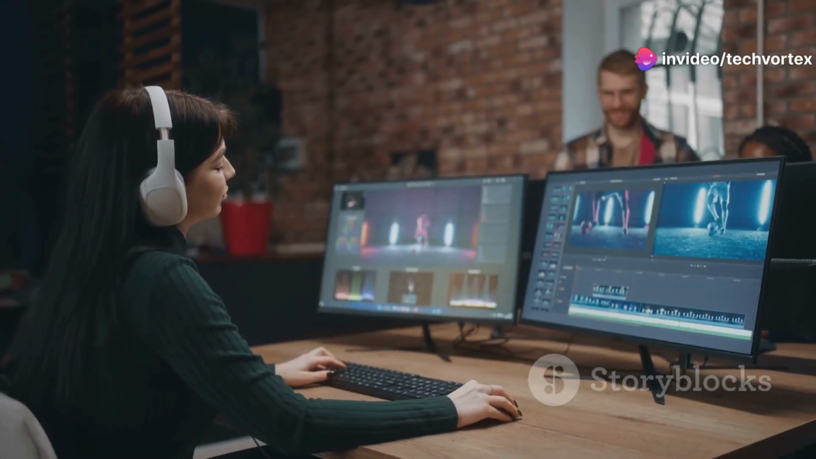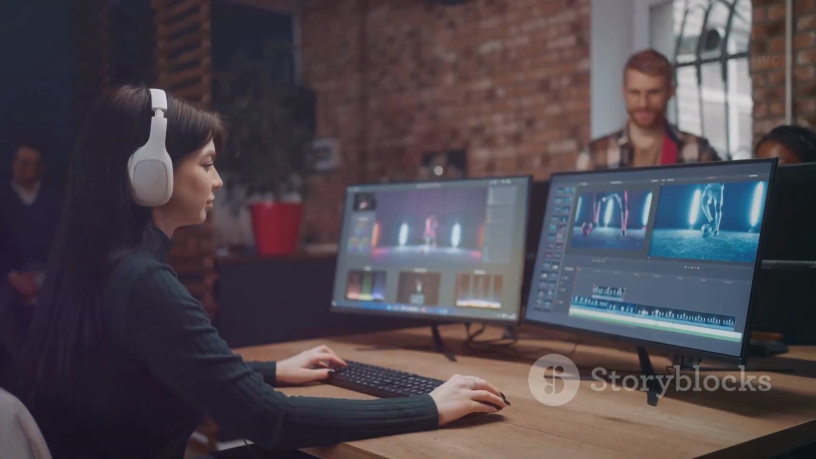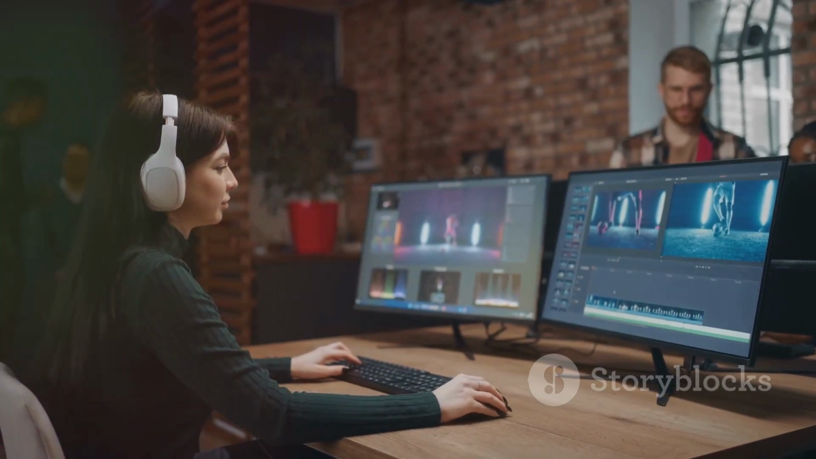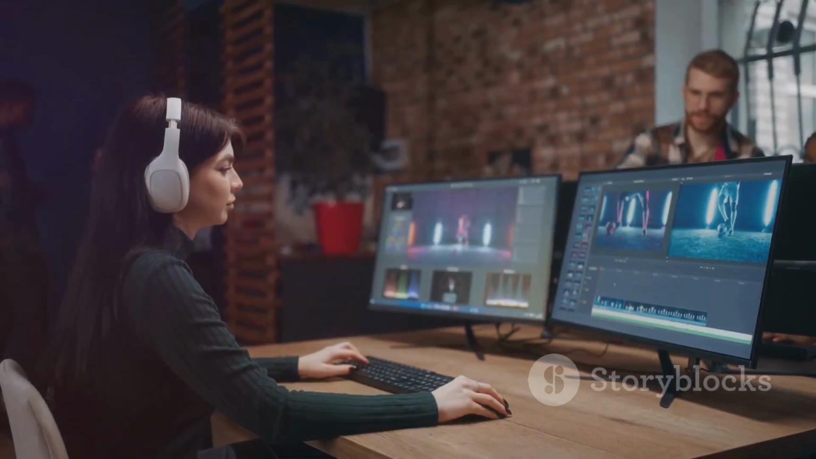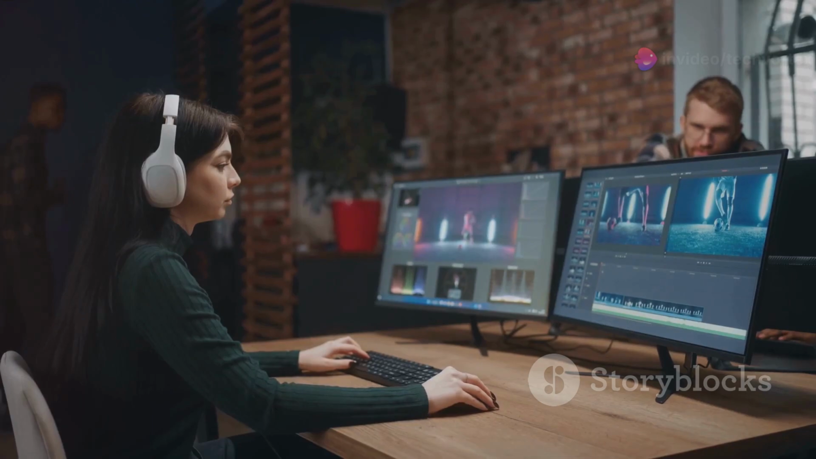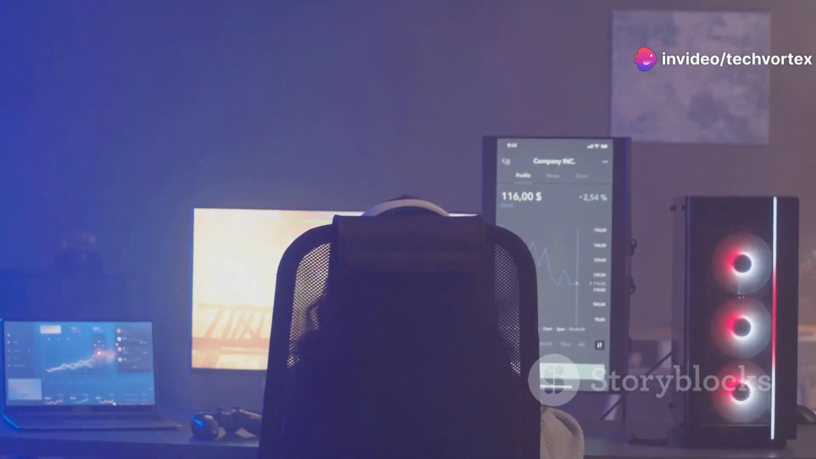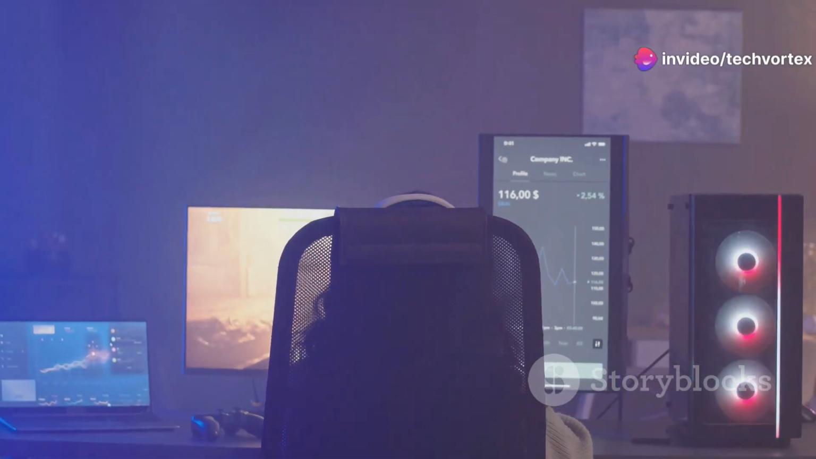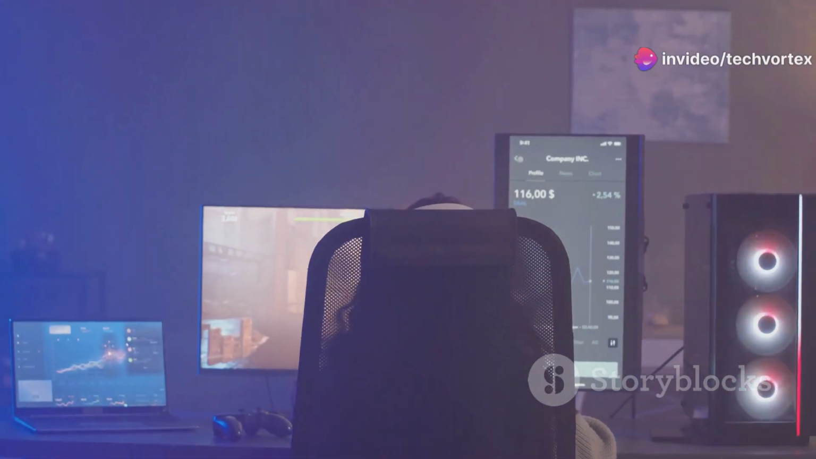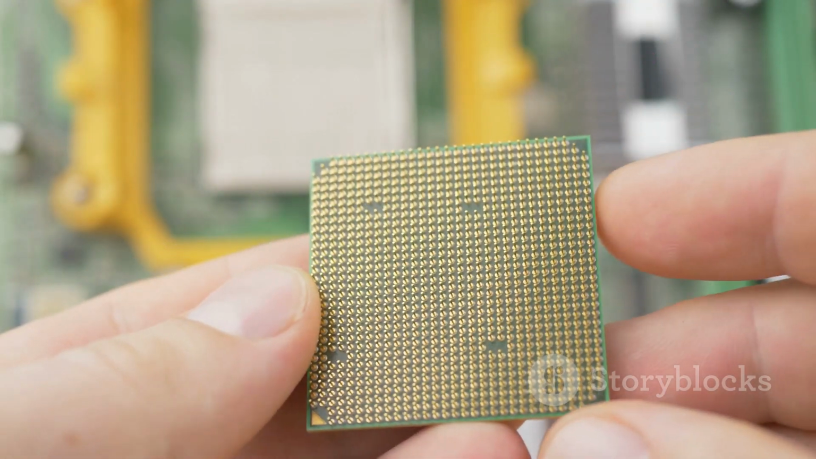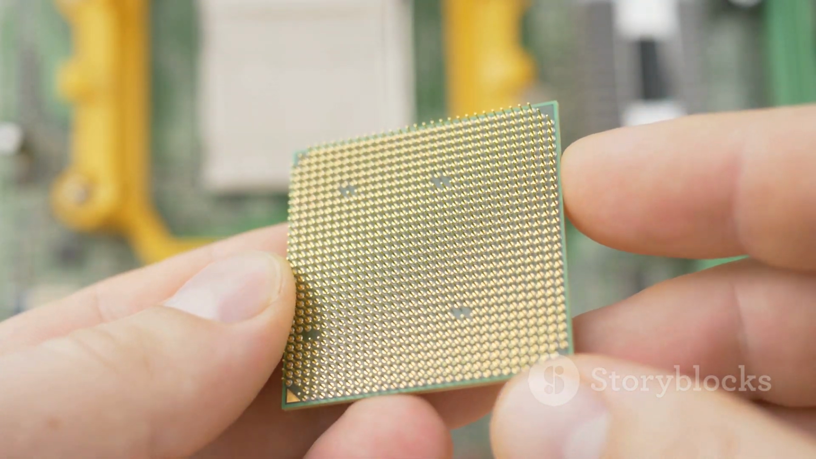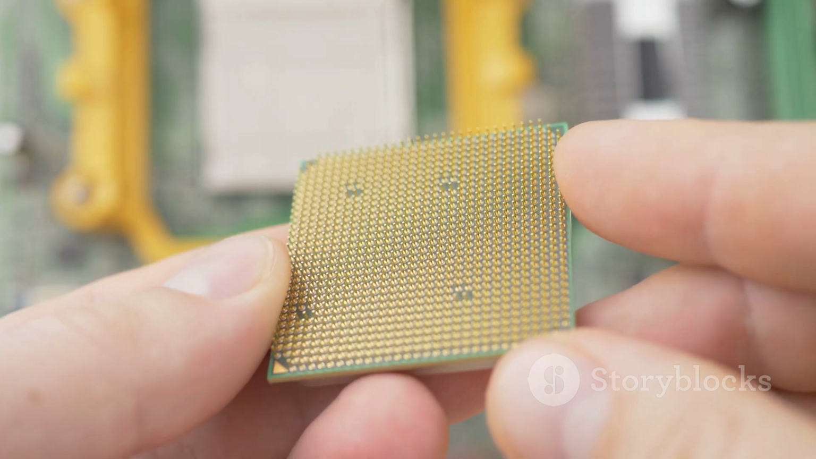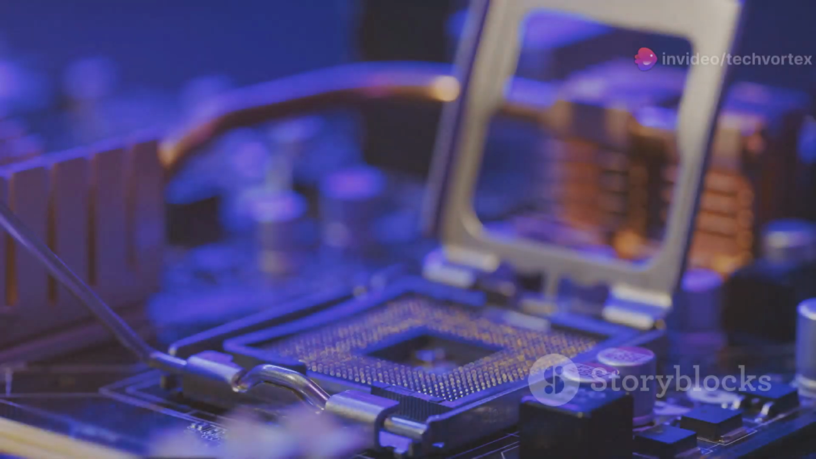Content creators and professionals who demand raw processing power for multi-threaded applications might find the i9-14900K a more suitable choice. Ultimately, the best CPU for you depends on your specific needs, budget, and priorities. Carefully consider your usage patterns and weigh the strengths and weaknesses of each processor before making your decision.